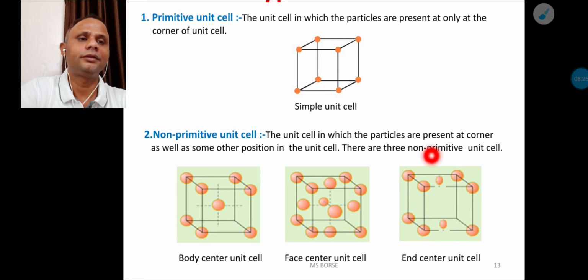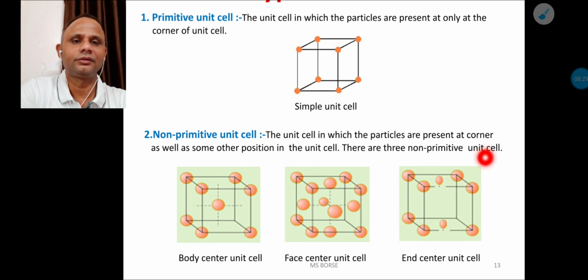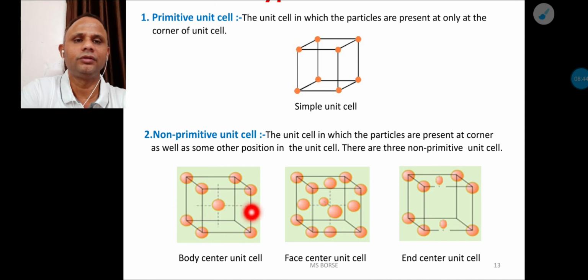There are three types of non-primitive unit cells. Let us see. First is the body center unit cell. That means this unit cell contains atoms or particles occupying the cube corners of the unit cell, but an additional atom is occupied at the center of the unit cell. This type of unit cell is called a body center unit cell, and in short we call it a BCC crystal, body center unit cell.